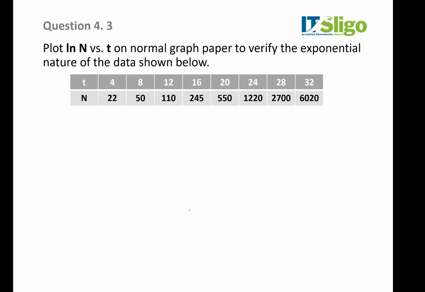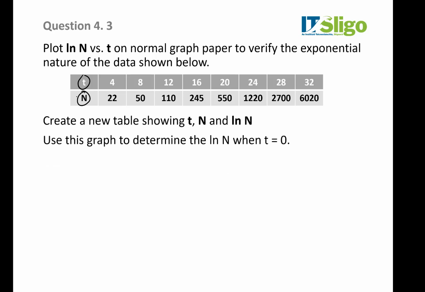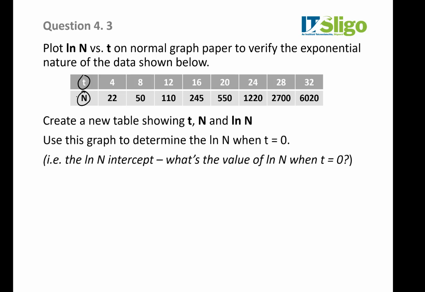So here's the same data from before, but now we're just going to verify it using this new technique, plotting the ln of our output versus our input. So first thing, create a new table showing this new line. We already have these two in the table above. Plot the graph and then determine what were the initial conditions.